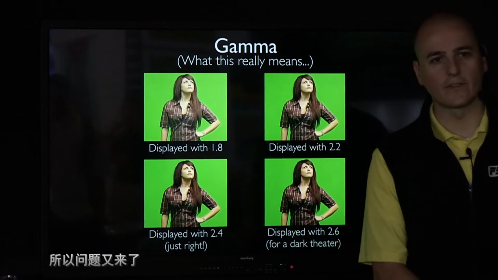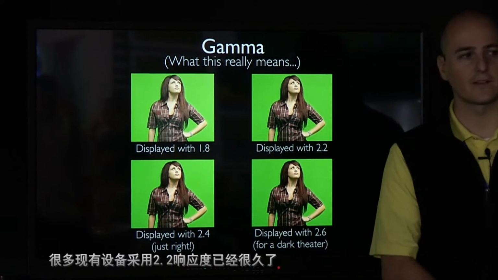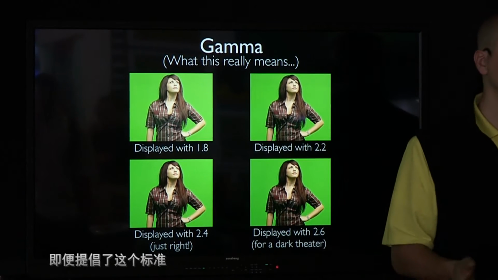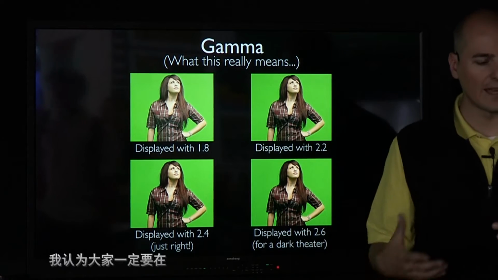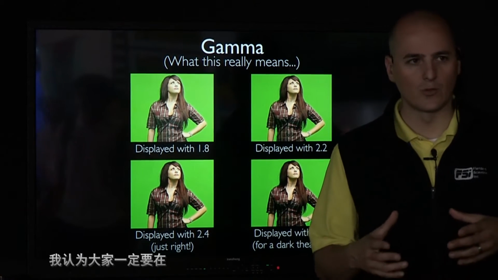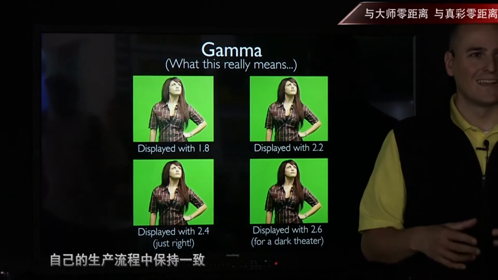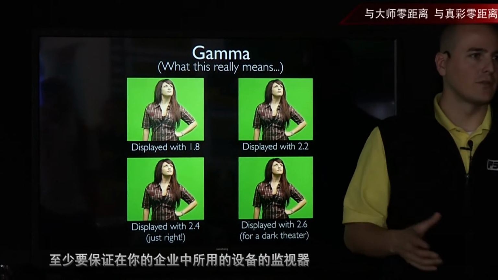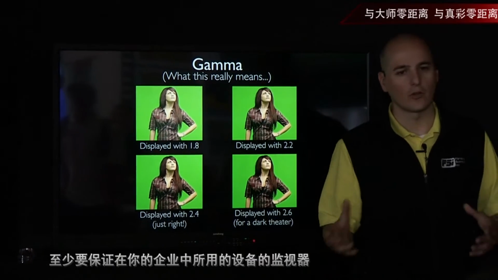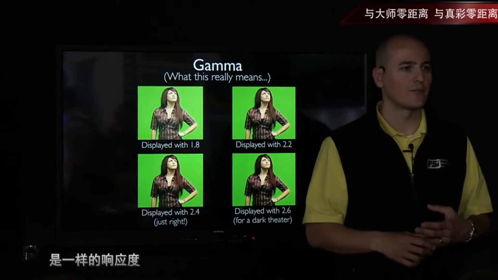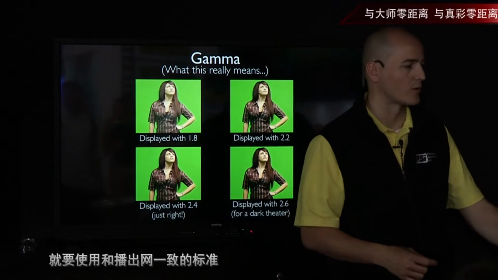Again, though, this is a little problematic in that a lot of facilities have been using 2.2 for a long time. So while there is this recommendation, a lot of people are not using it. But what I'm getting at and what I think is important is that you have consistency through your pipeline. Ideally, we would all be using the same, but at least the important thing is that within your facility all your displays have the same gamma, and that if you're delivering something to a network, you're operating in the same gamma that that network will be using.